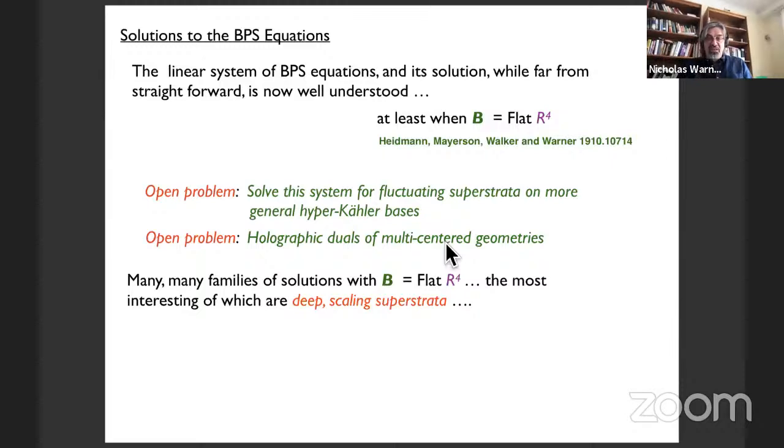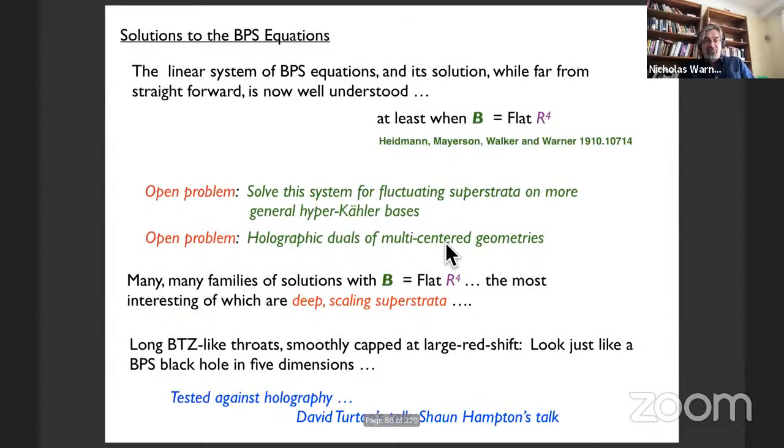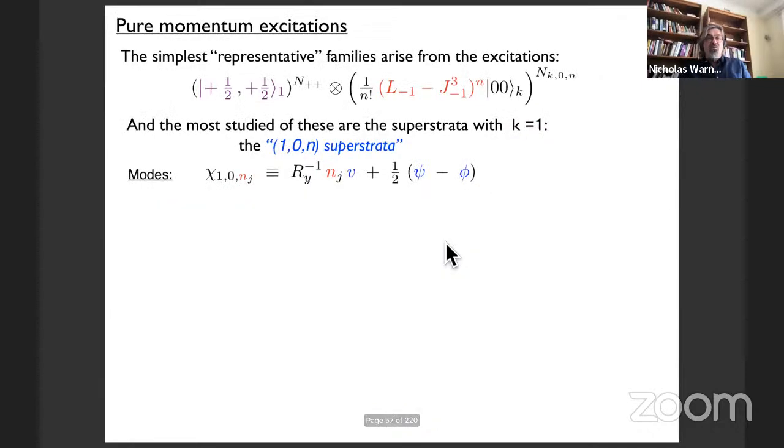and most important physically are the deep scaling superstrata. And these have long BTZ-like throats, and they're smoothly capped off at large redshift and look just like a black hole in 5 dimensions. And as you saw in David's talk, and to some extent Sean's talk, what comes out of these geometries has been tested against holography very thoroughly, and they work remarkably well.